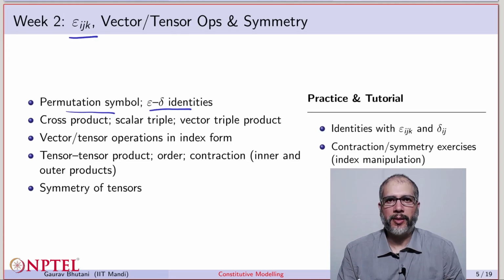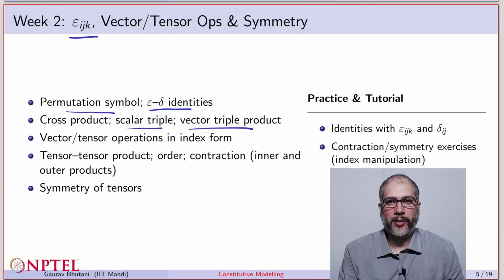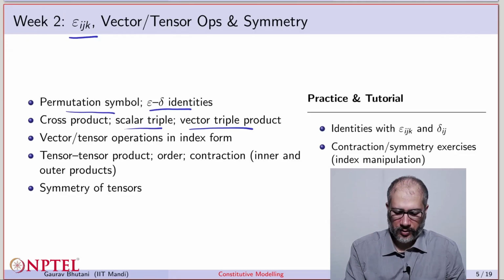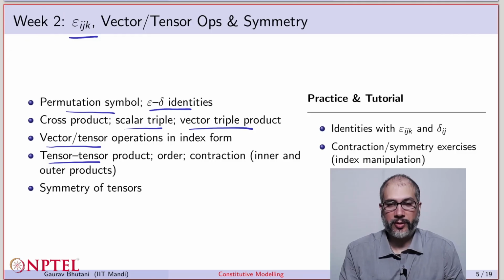Then we applied the use of epsilon and delta in expressions which we are used to, that is vector operations such as the scalar triple product and the vector triple cross product. This was followed by an application of these ideas of indicial notation to vector-tensor operations and full tensor operations. This is where we also defined contraction, which helped us develop inner products from outer products. We ended this week with a discussion on the symmetry of tensors.